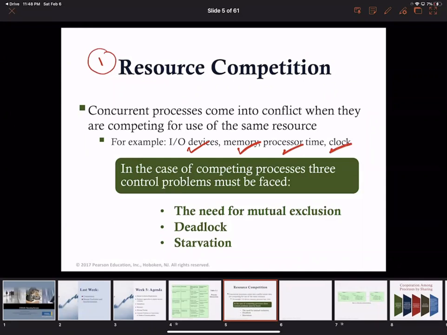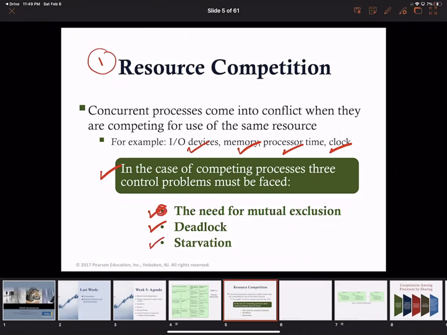There is no exchange of information between the competing processes. However, the execution of one process may affect the behavior of competing processes. In particular, if two processes both wish to access a single resource, then one process will be allocated that resource by the operating system and the other will have to wait. Therefore, the process that is denied access will be slowed down. In an extreme case, the blocked process may never get access to the resource and hence will never terminate successfully. That means in the case of competing processes, three control problems must be faced: first, the need for mutual exclusion, and then deadlock and starvation.